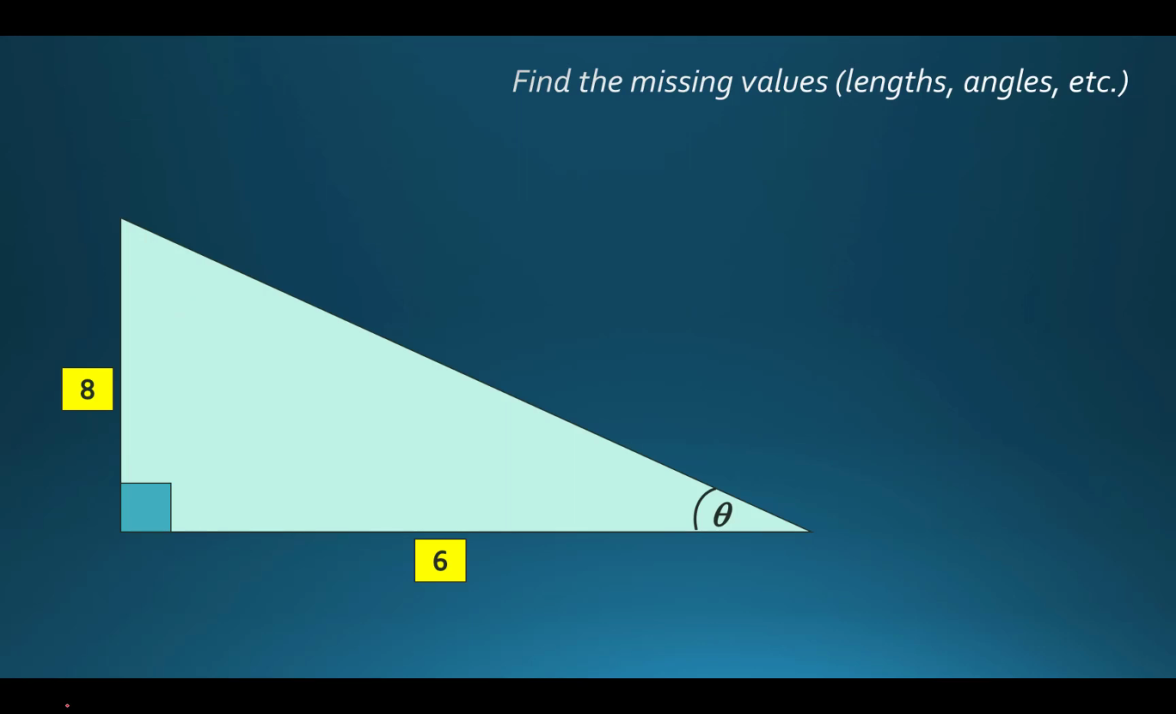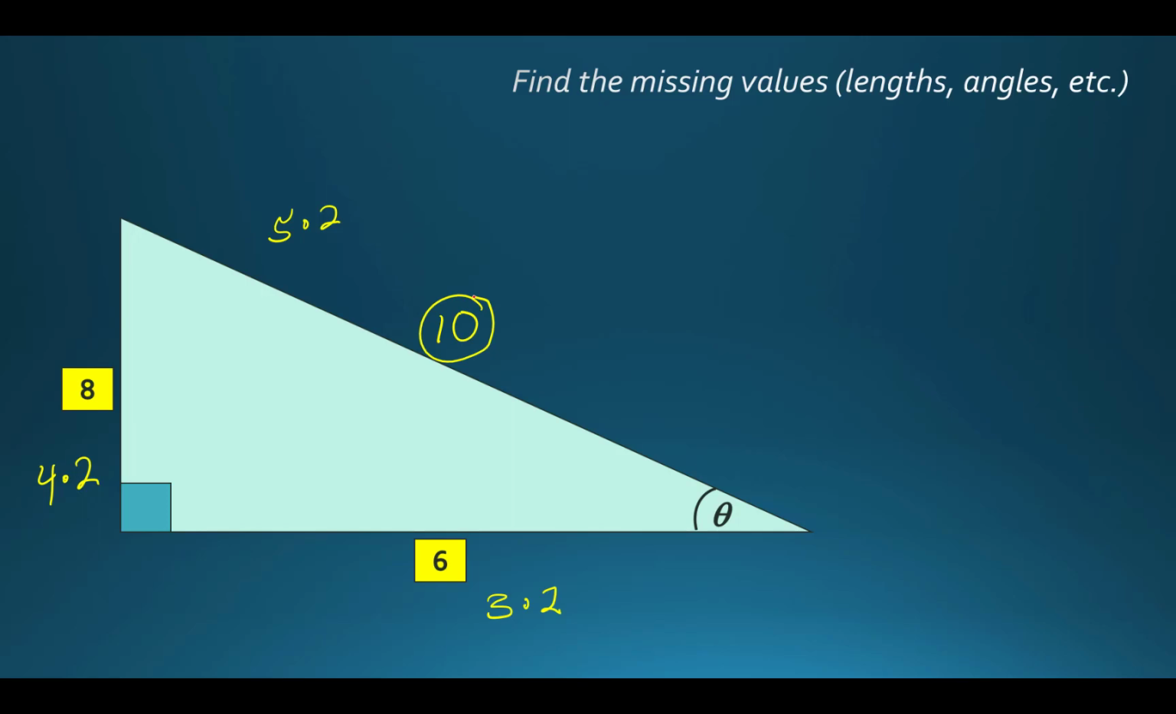So, let's see. Okay, maybe if you take a look at this, you can see a pattern. This is a 3, 4, 5, right? Because I've got a 3, 4, 5. 3 times 2 is 6. 4 times 2 is 8. 5 times 2 is 10. So that's my missing side. And I can do that.